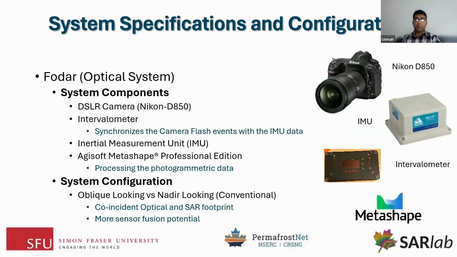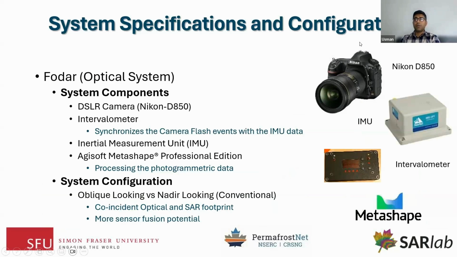Our optical system, the 4-DAR, consists of four major components. One is the camera itself, which is a Nikon D850. And we have the intervalometer, which synchronizes the flash events of the camera into the IMU stream. Then later we can differentially process the IMU and the GPS data and extract the precise information of the camera locations. And then we process all the data through Metashape.